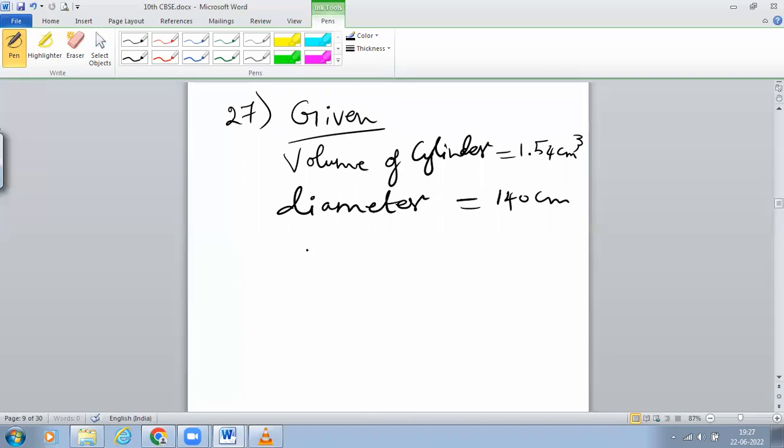They are asking us to find, what do you have to find, ma? Height. Height of the cylinder. Simply I'll write height.